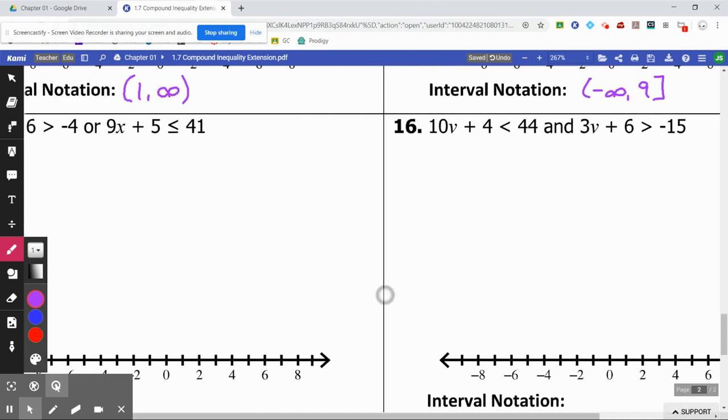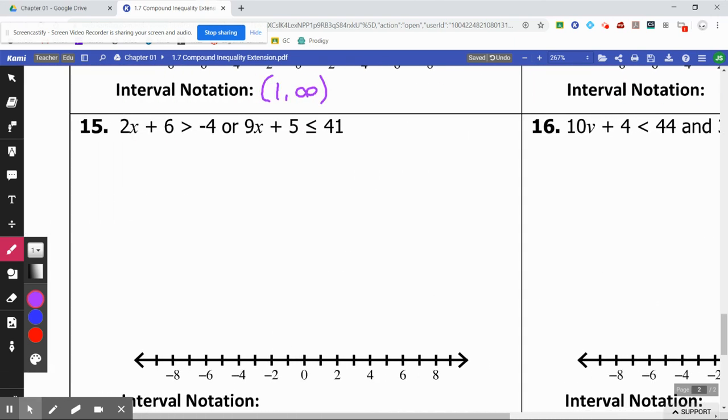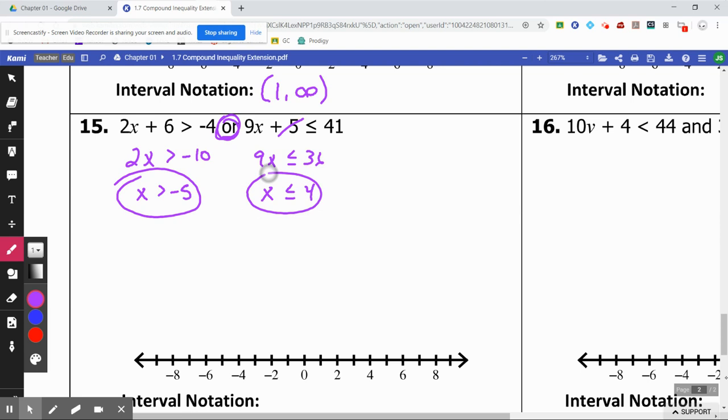Okay, number 15. Subtract 6 gives you 2x is greater than negative 10. Divide by 2 gives you x is greater than negative 5. Or subtract 5 gives you 9x is less than or equal to 36, so therefore x is less than or equal to 4.